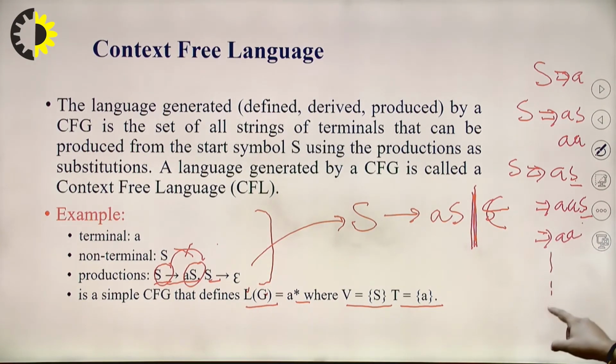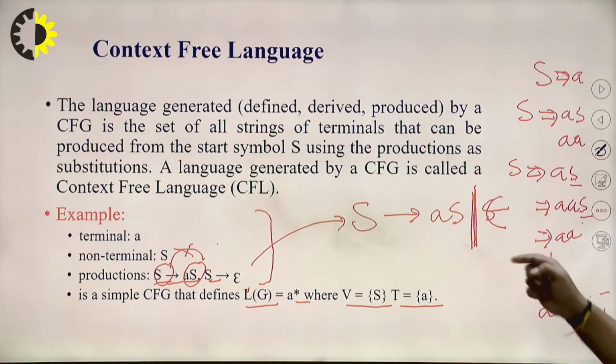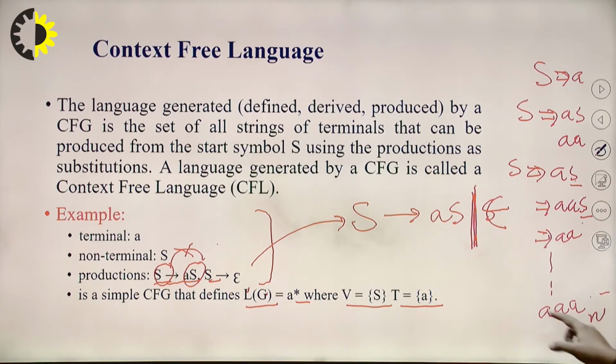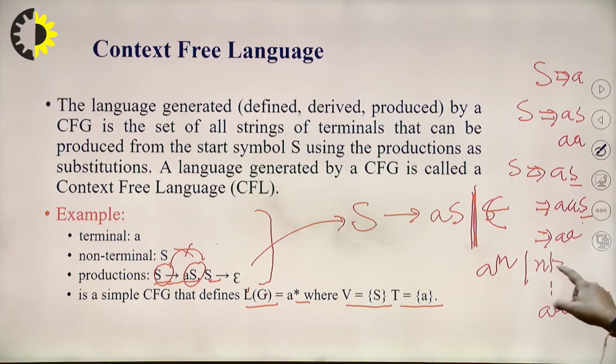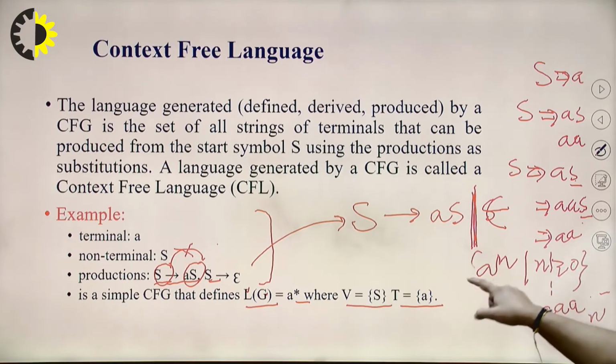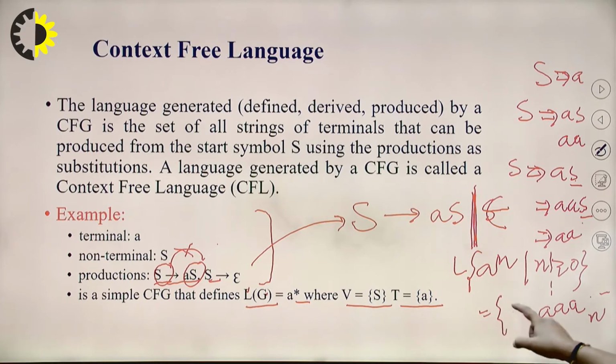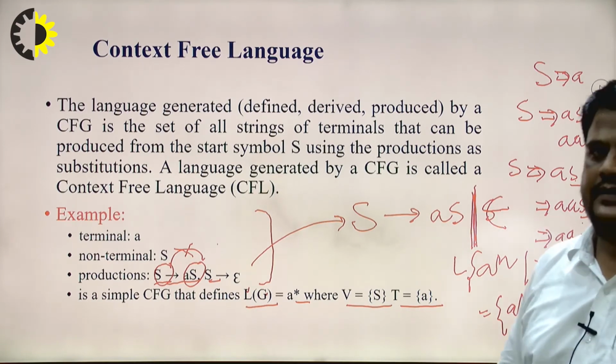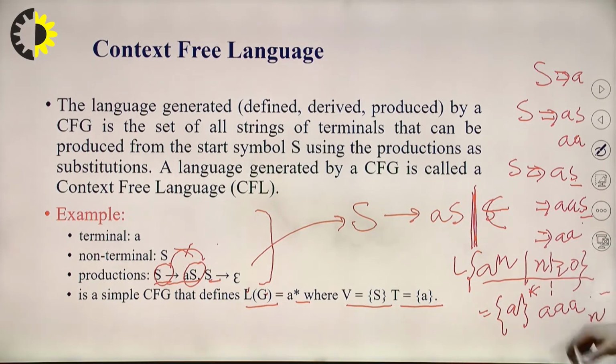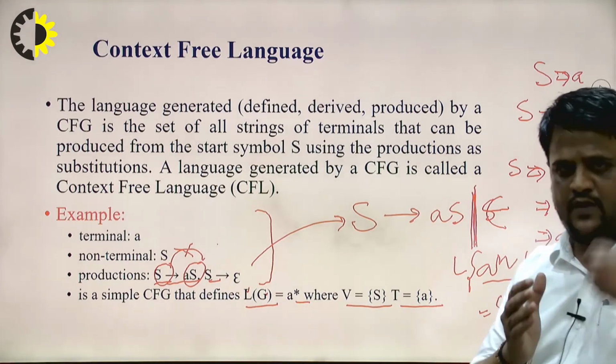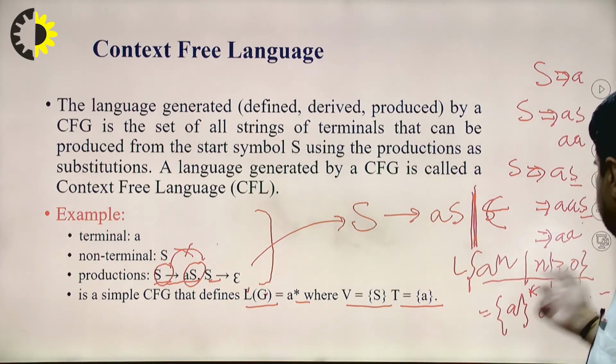Similarly, if you apply AS n times, you will get A n times, and after that you apply epsilon, so you get a string of A to the power n. So strings of A to the power n where n is greater than or equal to 0 will be the language. This is also written as A star, meaning any string including lambda that is derived by A. This also denotes the same thing, A to the power n where n is greater than or equal to 0.